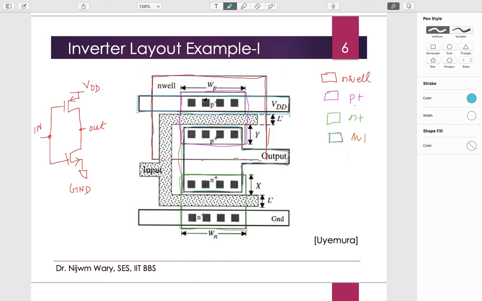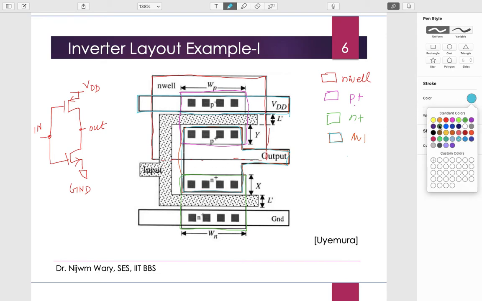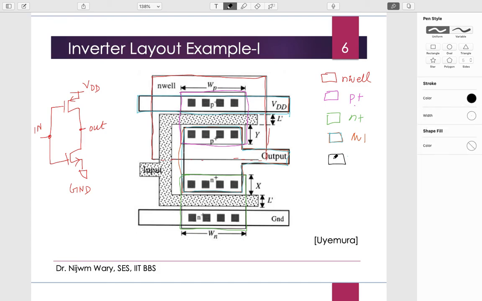So this is connected to the source of this PMOS, and then the drain of this PMOS is connected to the drain of this NMOS, and this black dotted one is the polysilicon, like that. So different layers are denoted by different colors, and if you examine carefully, it's very easy to understand. So in this N well, this PMOS device is drawn.